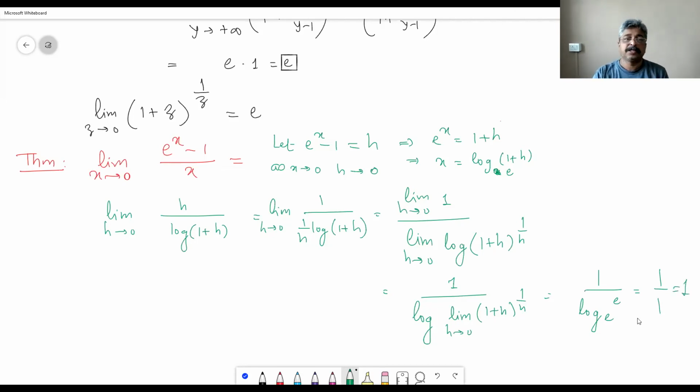So this limit is a standard limit. Limit e raised to x minus 1 upon x is a standard limit and its value is 1. We have to use these standard limits at several places, using which we will evaluate complicated limits. Write down, and that is what we have for today's lecture.